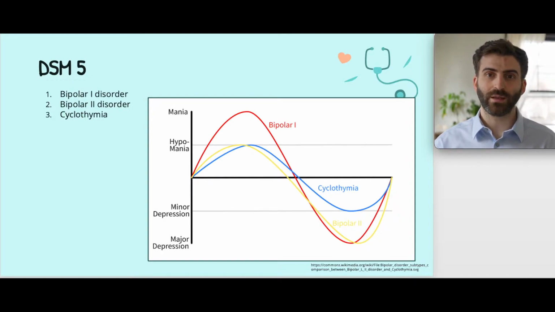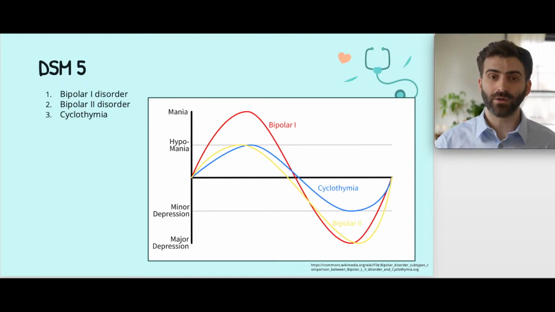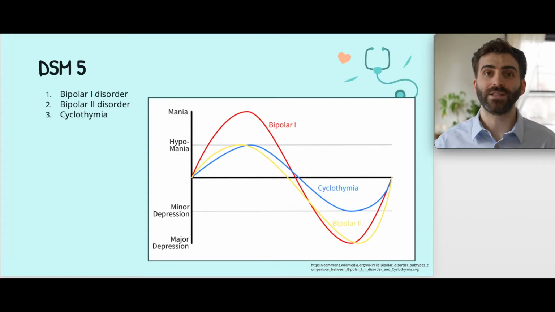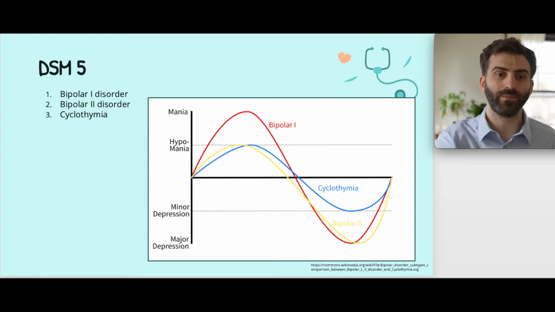Bipolar I means that the patient meets the criteria for full-on mania. A vast majority of the patients who have bipolar I also have major depressive episodes. For bipolar II disorder, the patients have to meet the criteria for something called hypomania, which is a less severe version of mania, and also meet the criteria for major depressive disorder. And then a patient with cyclothymia has symptoms that are similar to mania or hypomania, but don't quite meet the threshold for hypomania, and has symptoms of depression that don't quite meet the threshold for major depressive disorder.